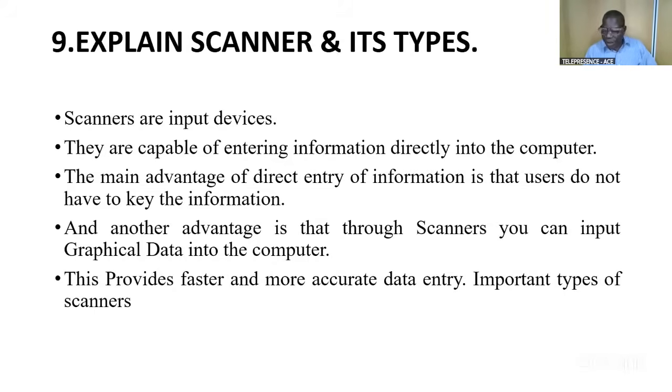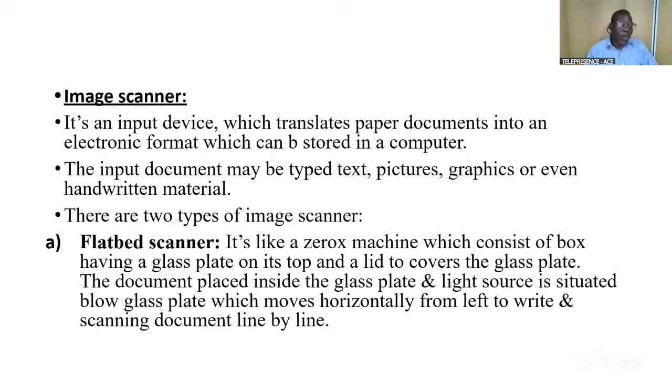Important types of scanner. Well, we have the image scanner. It is an input device which translates paper documents into an electronic format which can be stored in a computer. The input document may be typed text, pictures, graphics, or even handwritten material. There are two types of image scanner.